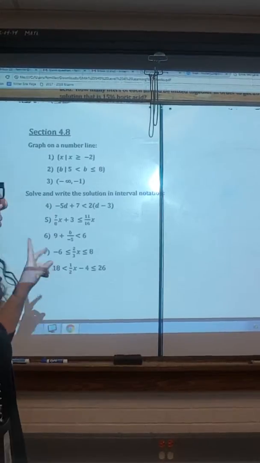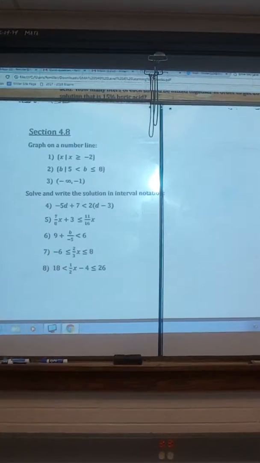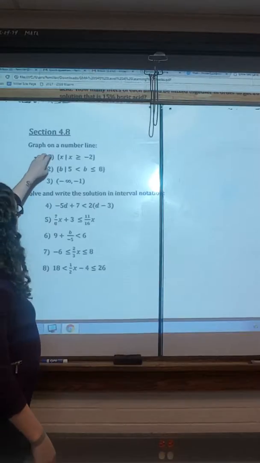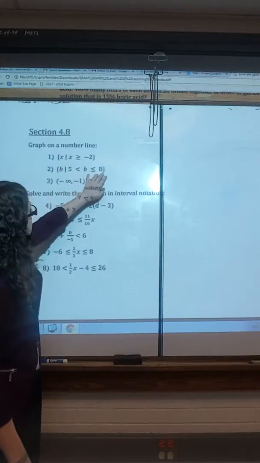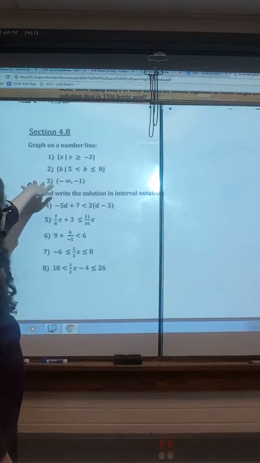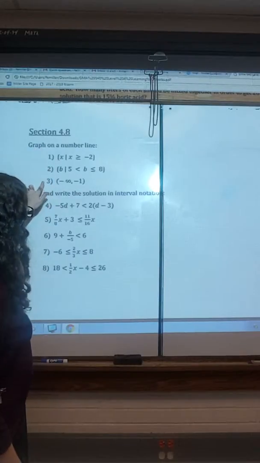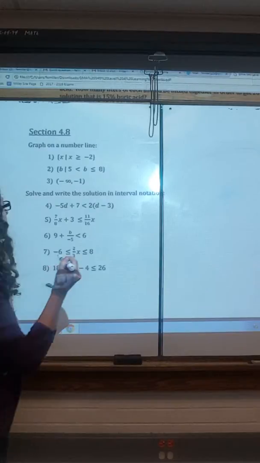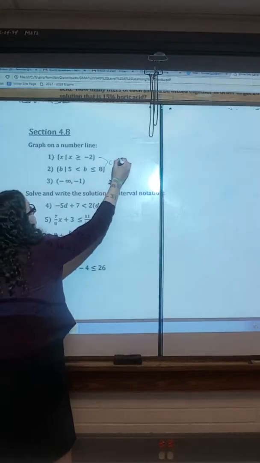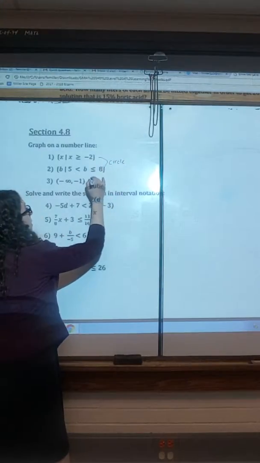Okay, so next we got 4.8, and this will be the last one. So when you're graphing these, when it's like this in this interval notation, the way that it works is these two you're going to graph with the circle method, and then this you'll graph with the parentheses. So these two are circle, this is parentheses.